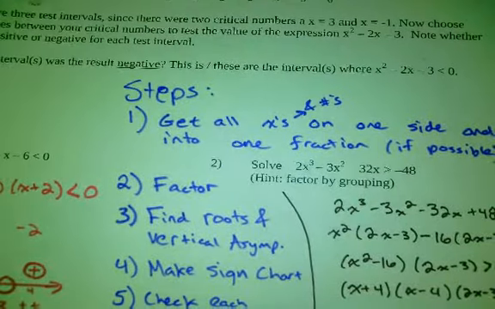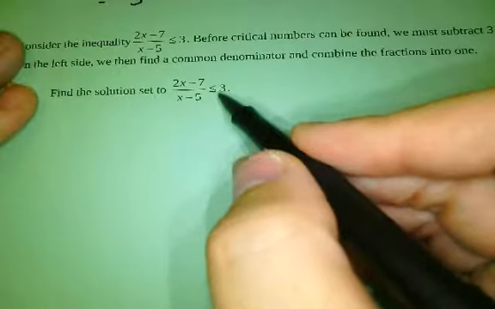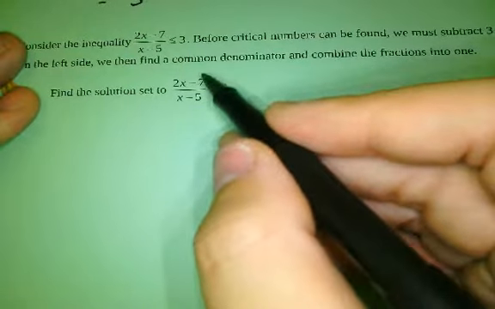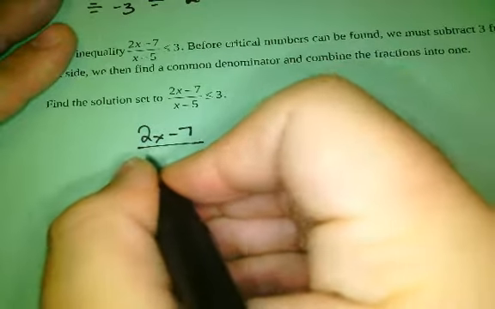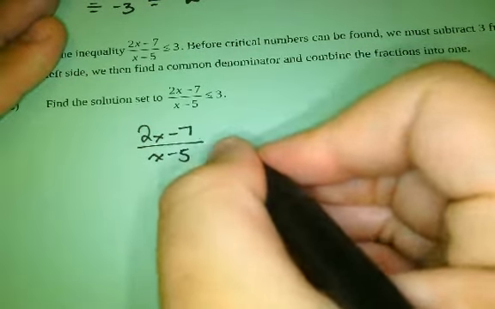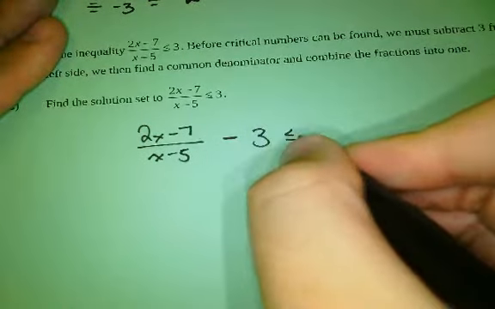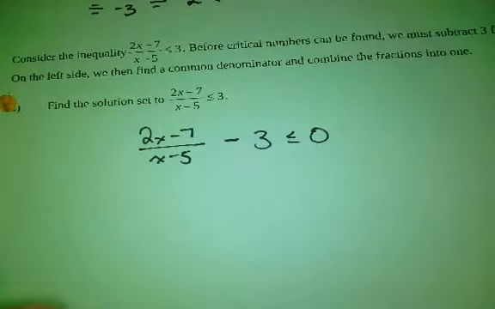Okay, so let's go through this. What's my first step? What was my first step initially? Get all of the numbers on one side and into one fraction. Is that true right now? We're going to subtract the 3. So 2x minus 7 over x minus 5 minus 3 is greater than or equal to 0. Is this into one fraction? How do I make this into one fraction?